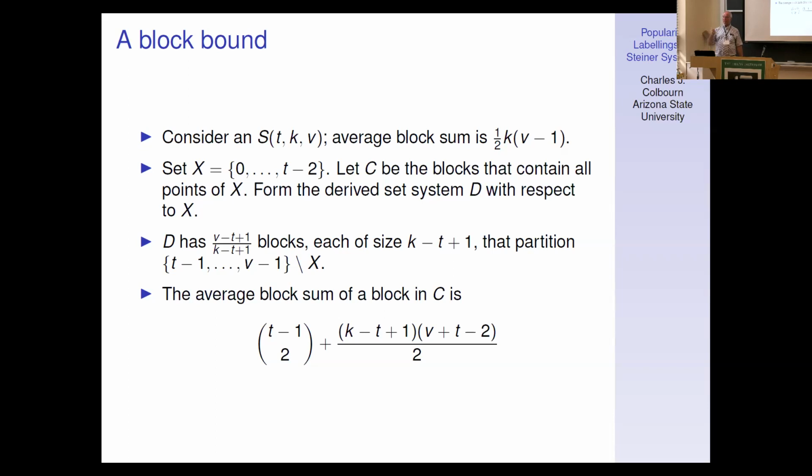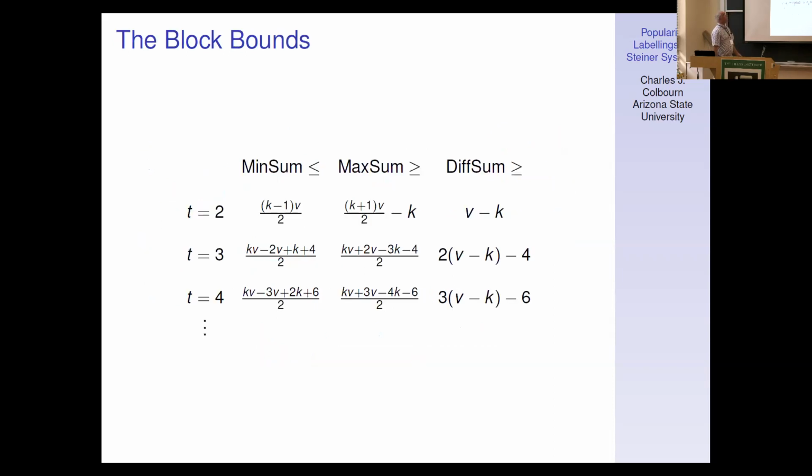And we know how many blocks there are in that partition, but now we know what the average block sum of a block in that partition is, because we can just sum up all the numbers from t minus 1 up to v minus 1, divide by the number of blocks, and that gives us the average block sum of those blocks in the partition. And so you get this expression, t minus 1 choose 2 plus a product here. But let me just say what this gives you in terms of consequences.